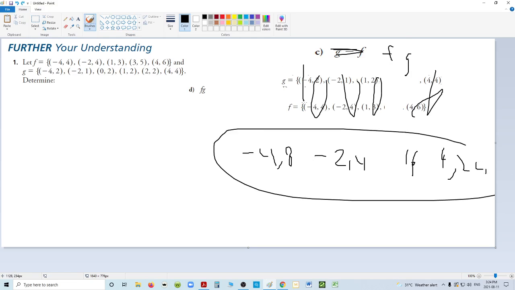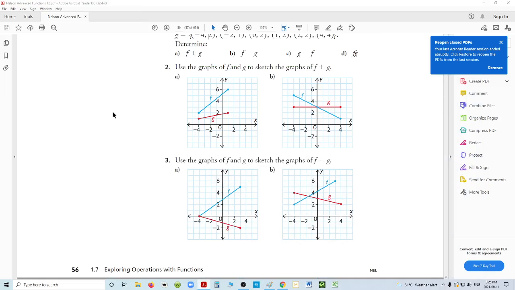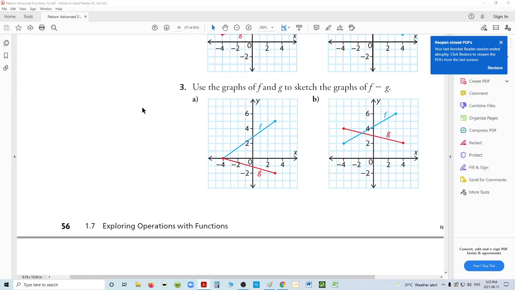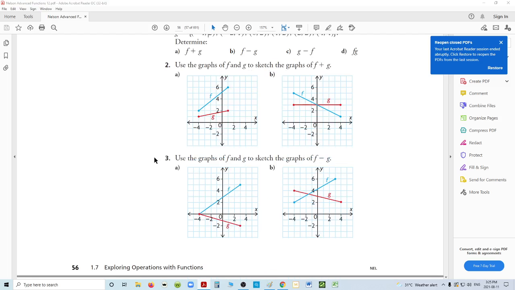Now notice, you'd be tempted to multiply all the numbers or subtract all the numbers, but no, they have to share x. That's why x is an independent variable. It's not affected by these things. What you're trying to determine is the new y. Then they go on and they show you very similar things. Then they ask you to do the same with graphs. Okay, very similar process.